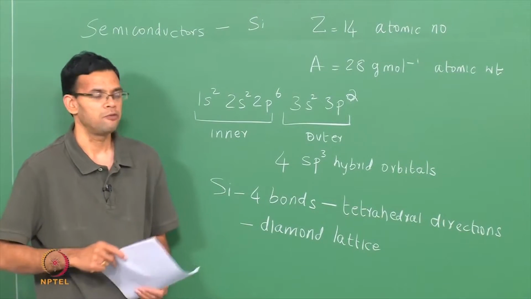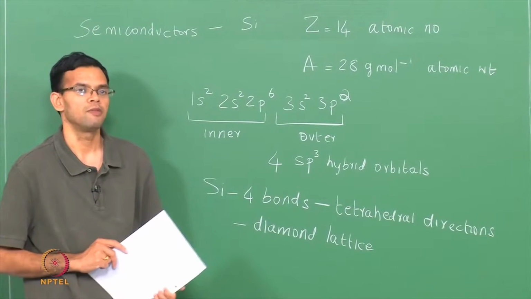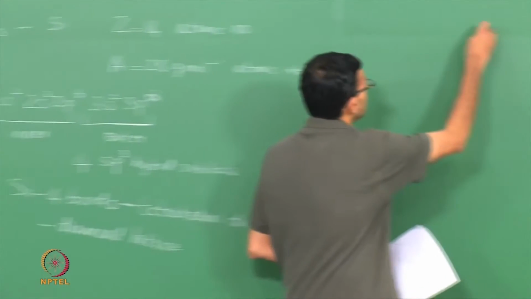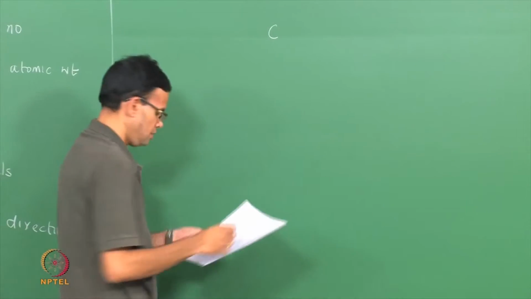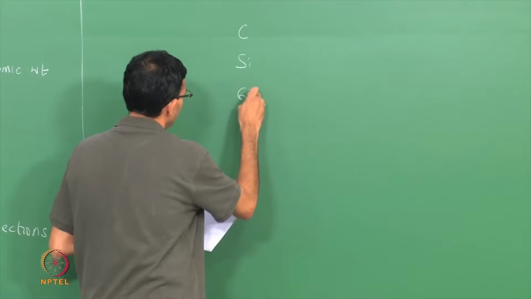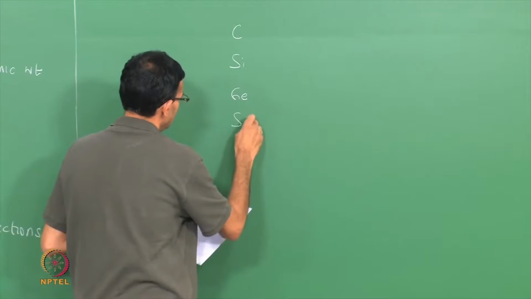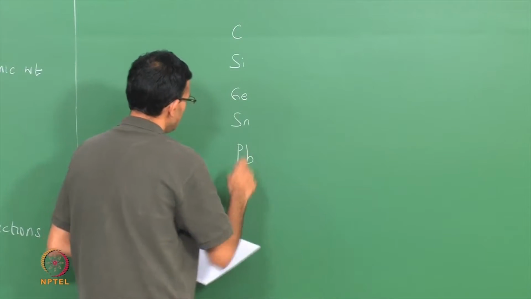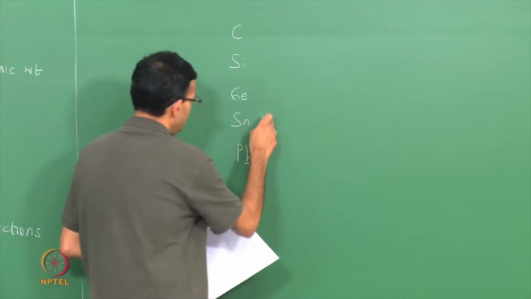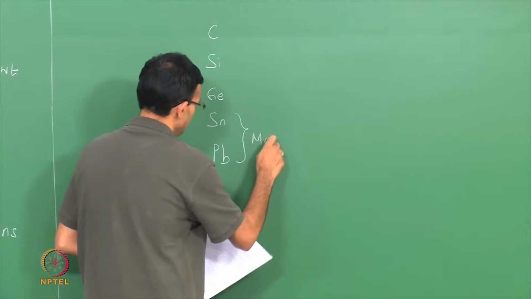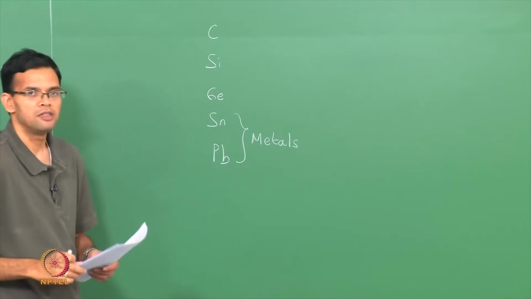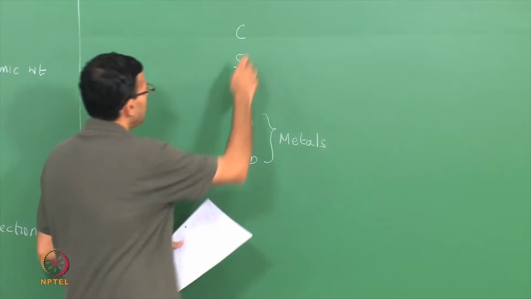So let us look at where silicon is in the periodic table. We will concentrate on the group where silicon is. If you look at it, the group has carbon, silicon, germanium, tin and lead. Out of these 5 elements, tin and lead are metals. Carbon in the form of diamond is an insulator.